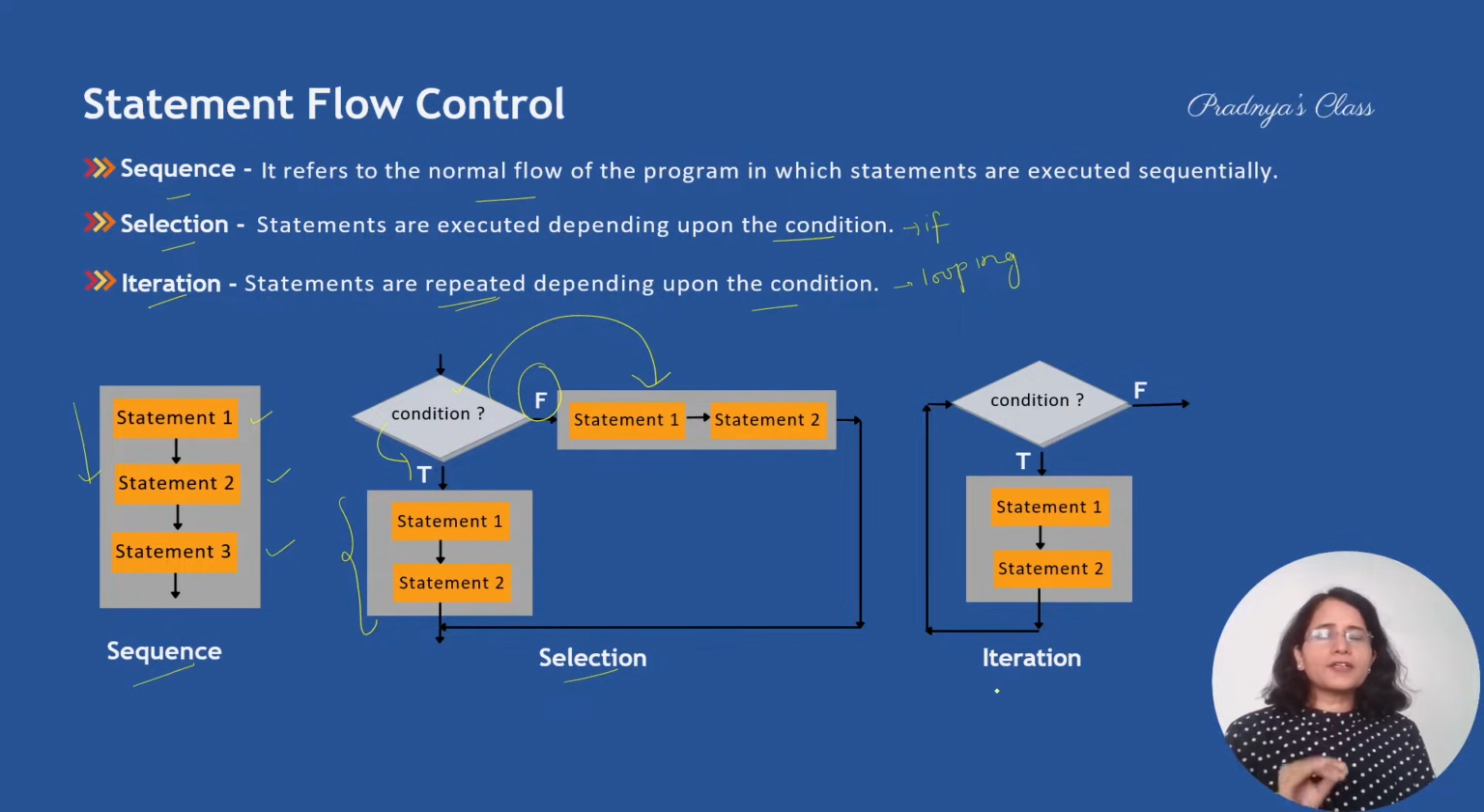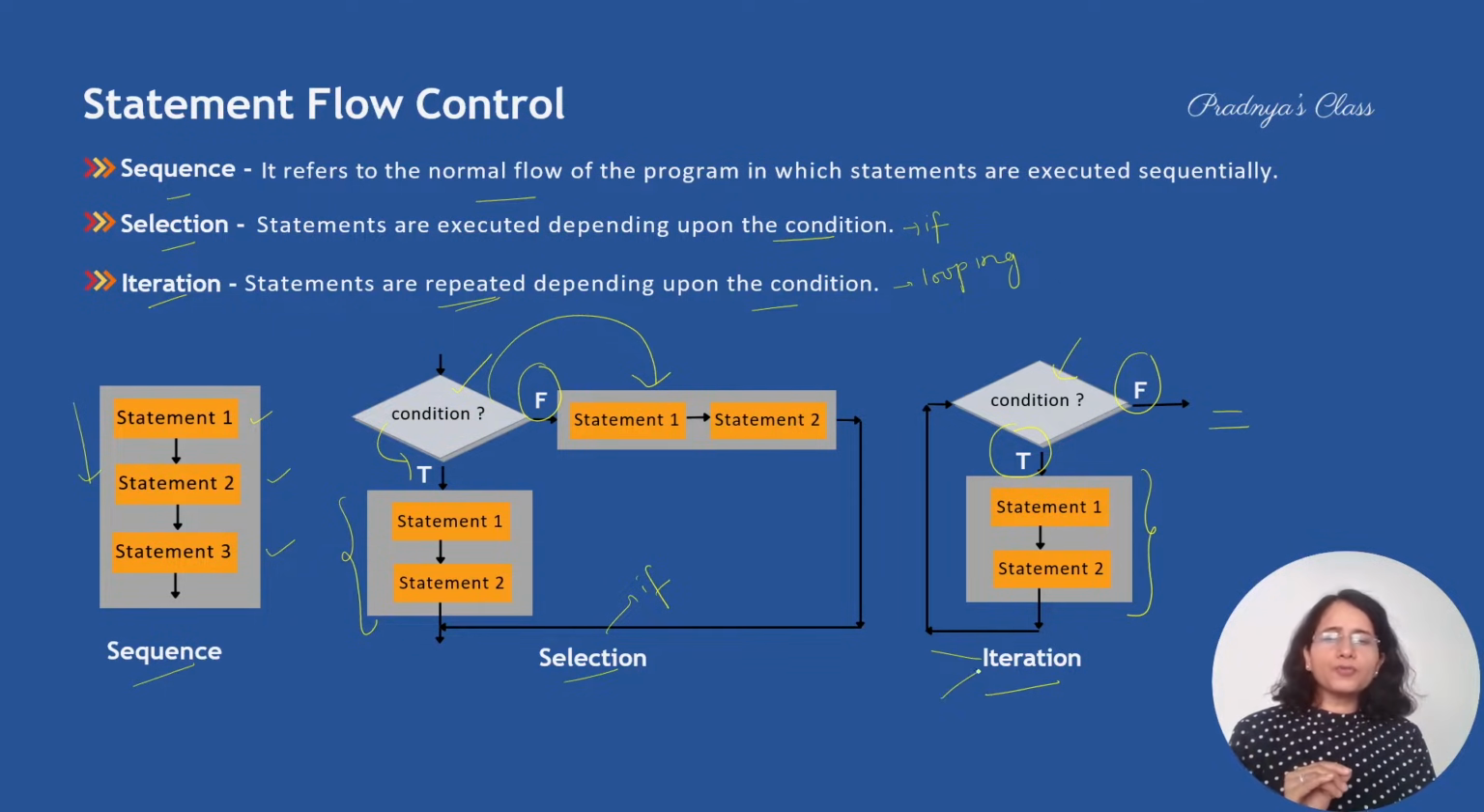And the third construct is iteration construct. Here also first we need to check the condition. If condition is true, these statements will keep on repeating. If condition is false, another statements will get executed. So for selection we will use if statement, and to design iteration construct we are going to use two looping statements. One is for and one is while. So this is how we represent these three constructs in the form of flowchart.